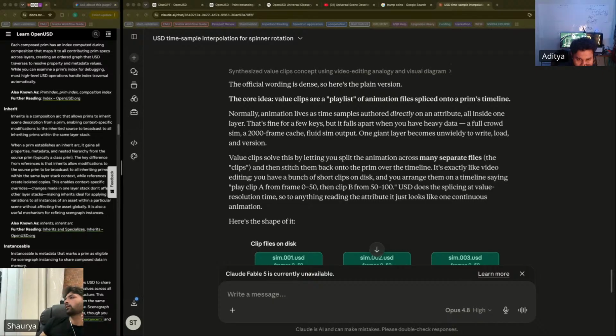Normally, animation lives as time samples authored directly on an attribute, all inside one layer. That's fine for a few keys, but it falls apart when you have heavy data: a full crowd sim, a 2000 frame cache, fluid sim output. One giant layer becomes unwieldy too, right? To write, to load.